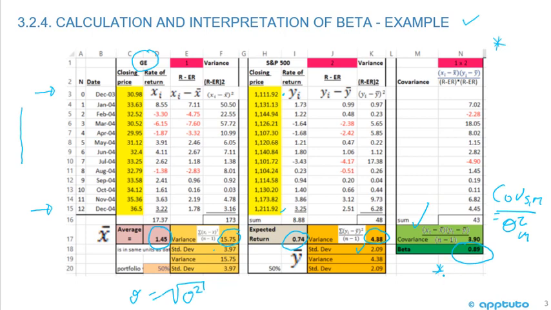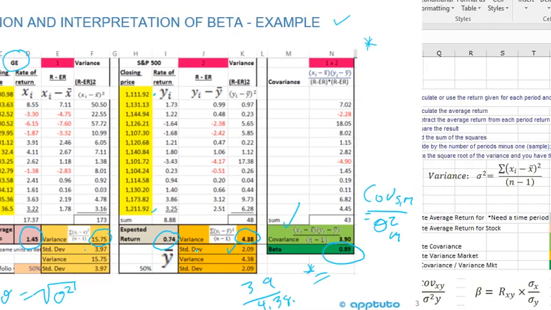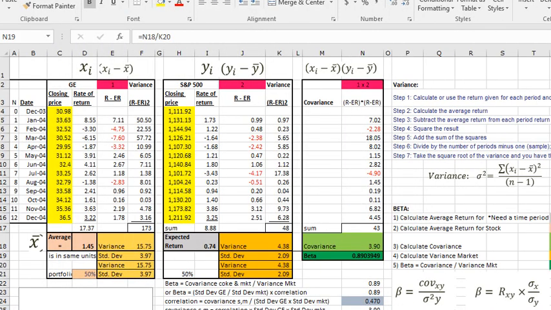And so, as I said, then to calculate the beta, it's the covariance, the 3.9, divided by the variance of the market, which is 4.38. So, if you work that out on your calculator, 3.9 divided by 4.38, that's going to give you a beta for that time period of 0.89. Which brings up an interesting and important fact is that betas can change over time because this was specific to this time period. So I just opened my Excel file very quickly.